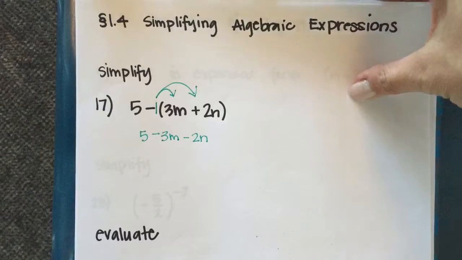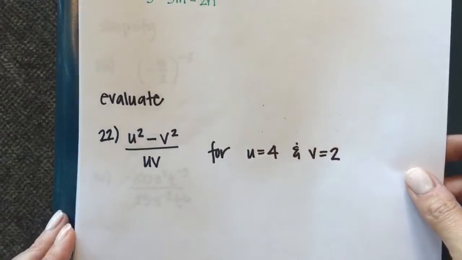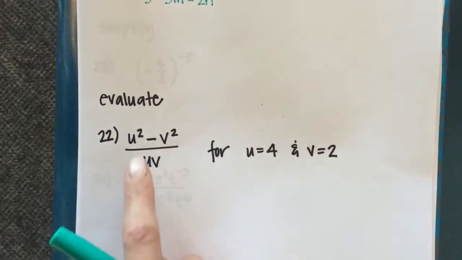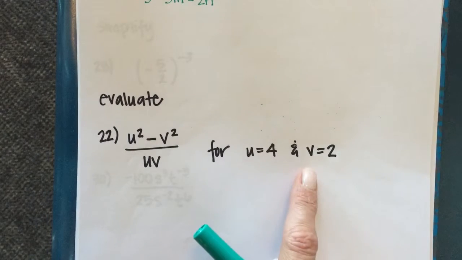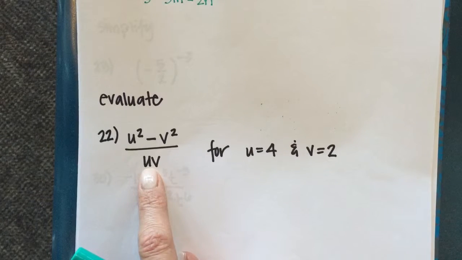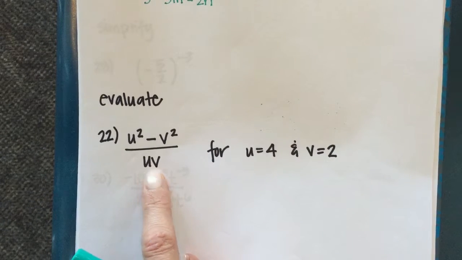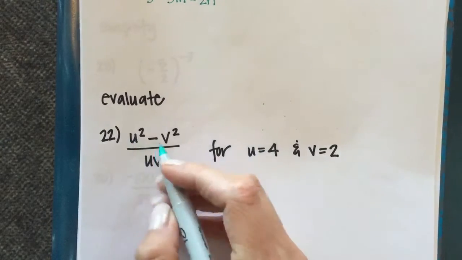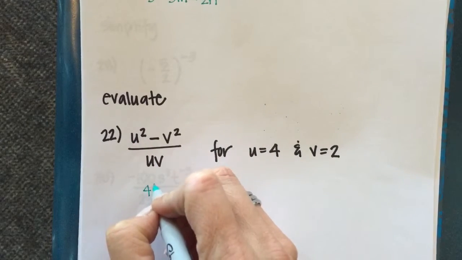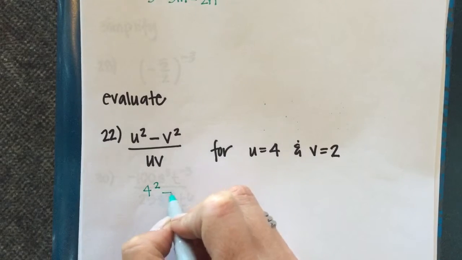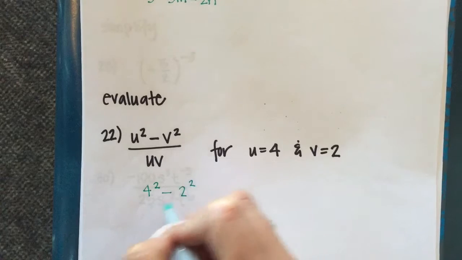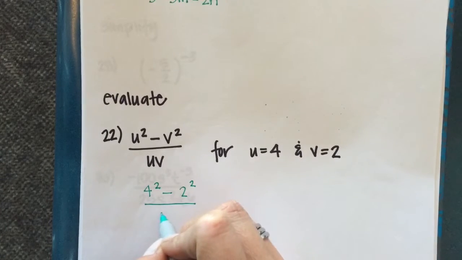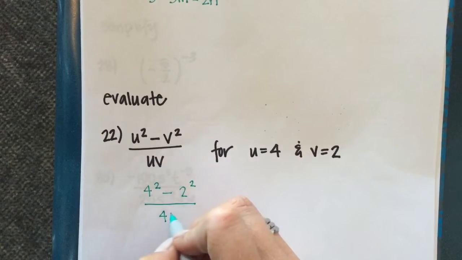And number 2 is to evaluate. Remember, evaluate means you're going to actually get a number for an answer. So here we have an expression, and then they give us values for u and v. We are going to substitute those values into the expression and then simplify, reduce to get an answer. So I'm going to put 4 in for u, 4 squared, minus, put 2 in for v, 2 squared over u is 4 times v is 2.